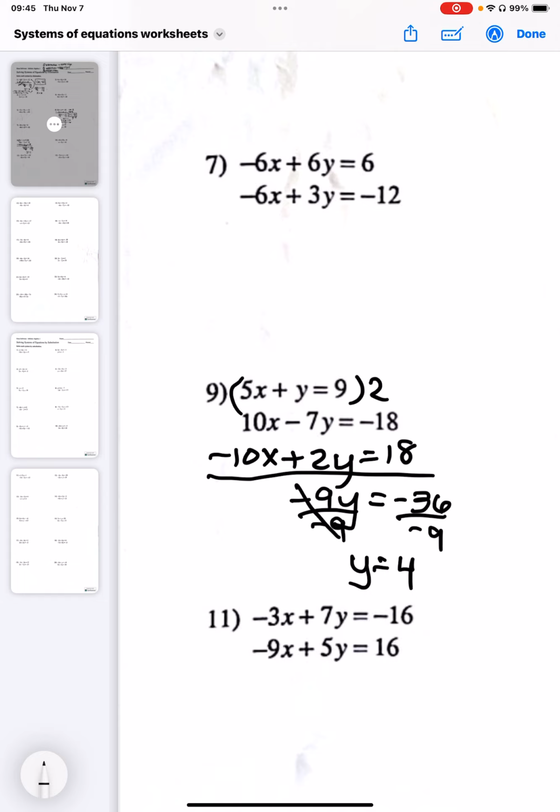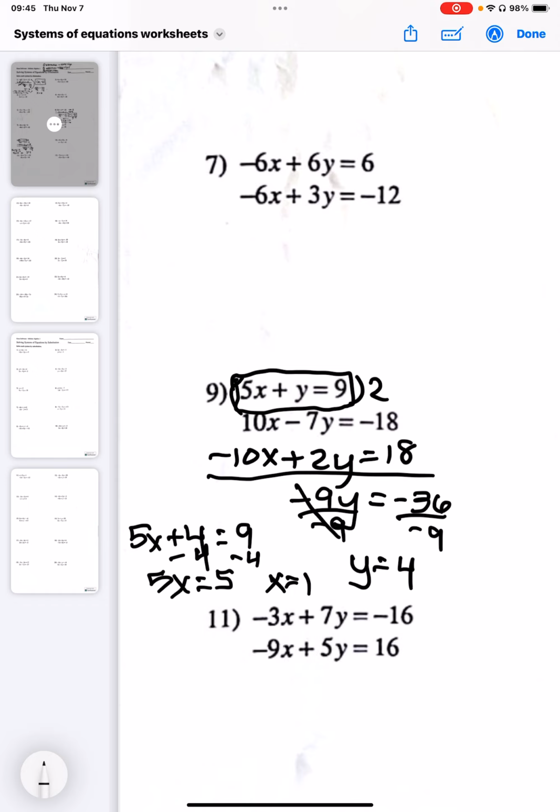Okay, so now we can plug this into the original top equation right here, before we multiplied. So I'm going to say 5x plus 4 is equal to 9. I just plugged my y equals 4 into this y. So I'm going to subtract 4. I'm going to get 5x equal to 5. When I divide both sides by 5, I get x equal to 1. And my answer is going to be 1 and 4.